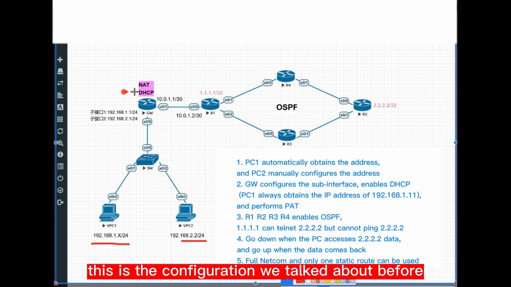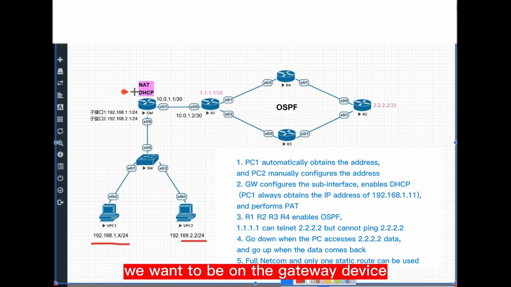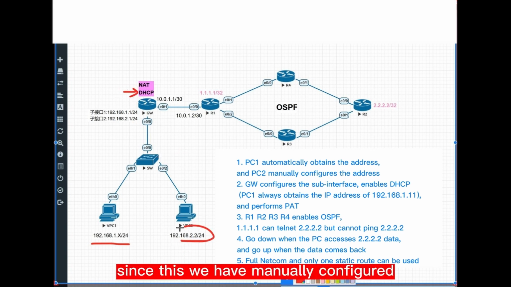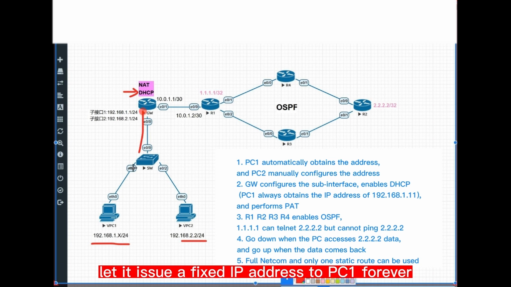This is the configuration we talked about before. We want to be on the gateway device. Also enable DHCP. Since this we have manually configured, it does not need to issue IP. Let it issue a fixed IP address to PC1 forever.